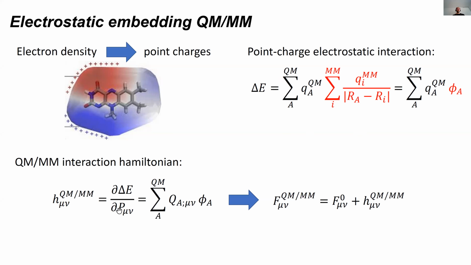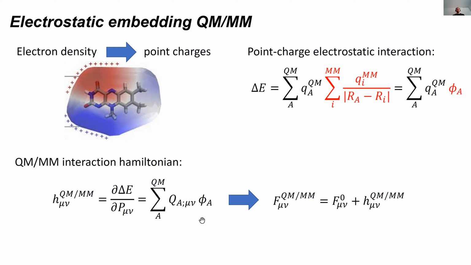We just derive this interaction energy with respect to the density matrix, and we get this easy expression because the only term that really depends on the density is the atomic charges. So the QMMM Hamiltonian is just a sum of these external fields with these atomic charge operators, and then we can insert that inside the Fock operator.